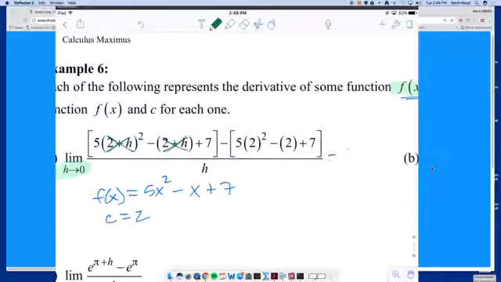So this does represent f prime of 2 for the parabola 5x squared minus x plus 7. That's what you have to be able to do 3 weeks from now, 10 weeks from now, on May 15th, the morning of the AP exam. Yes, at x equals 2, this would give you the instantaneous rate of change, the slope of the graph at that point, on that parabola graph right there.